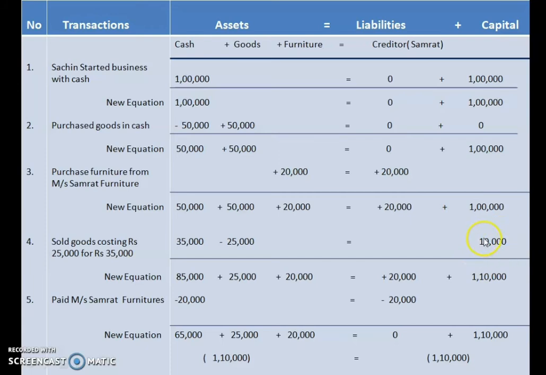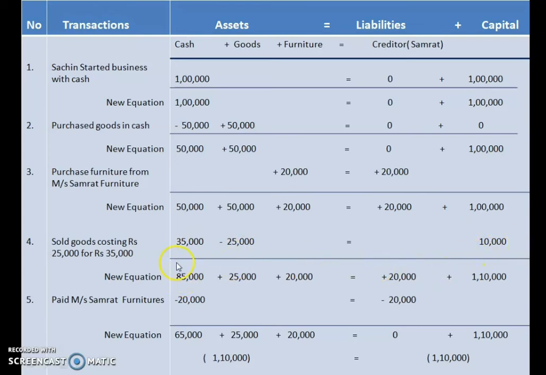So by doing this, with this transaction, there is a profit to your business. That means 25,000 item you are selling for 35,000. That is creating a profit of 10,000. That you have to add in your capital.